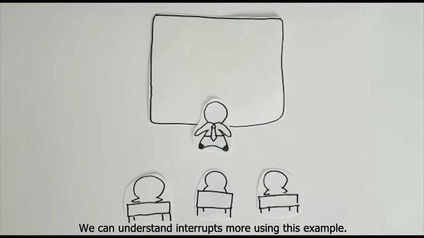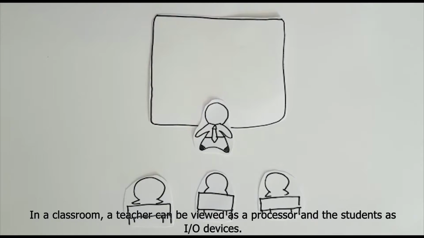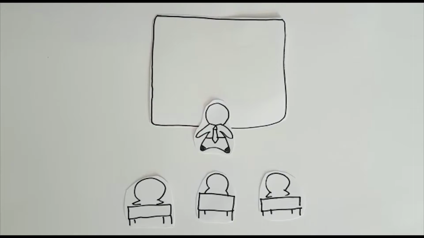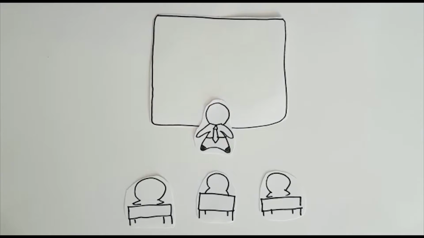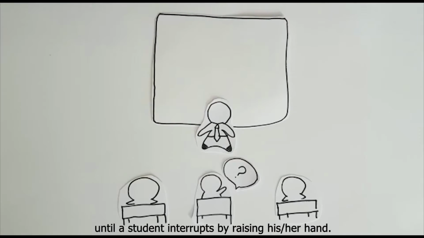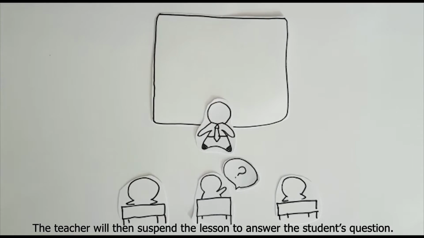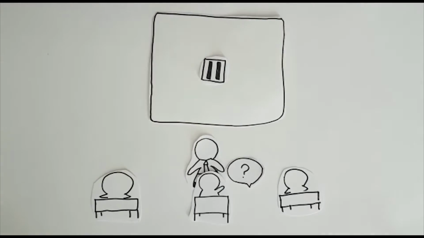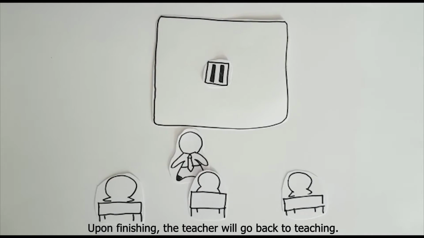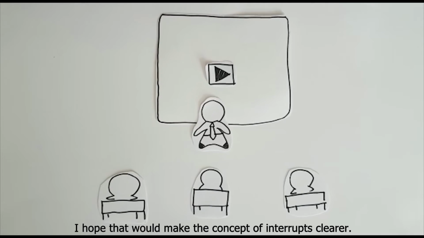We can understand interrupts more using this example. In a classroom, a teacher can be viewed as a processor and the students as I/O devices. When the teacher is teaching, he or she is performing useful tasks until a student interrupts by raising his or her hand. The teacher will then suspend the lesson to answer the student's question. Upon finishing, the teacher will go back to teaching. I hope that makes the concept of interrupts clearer.